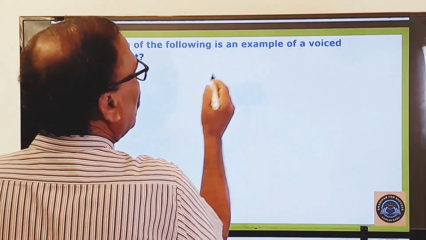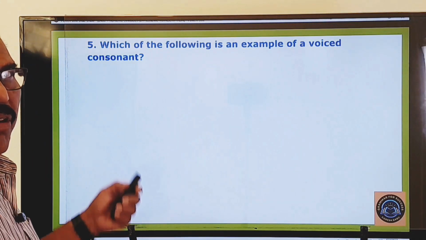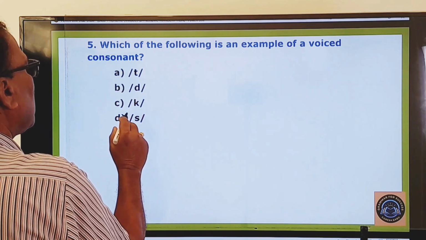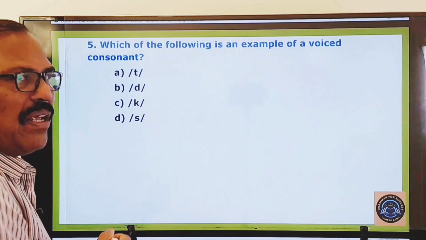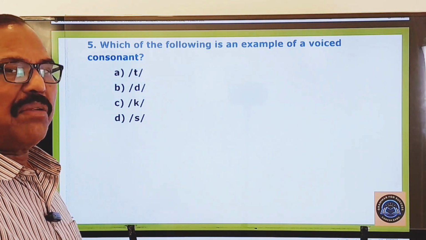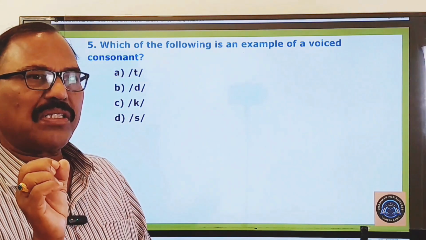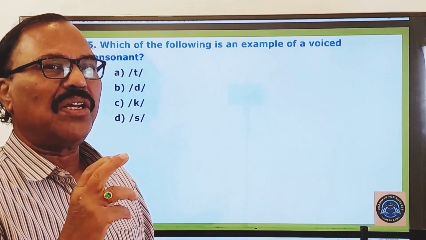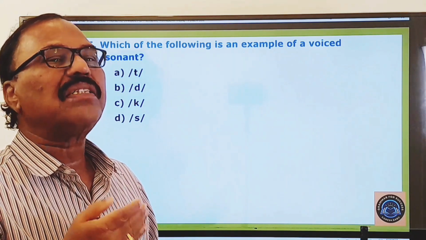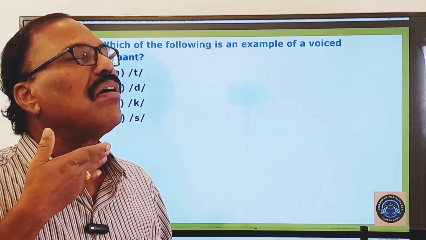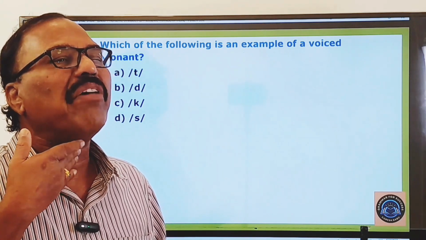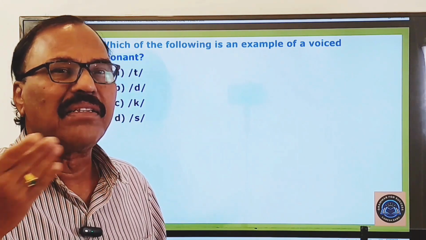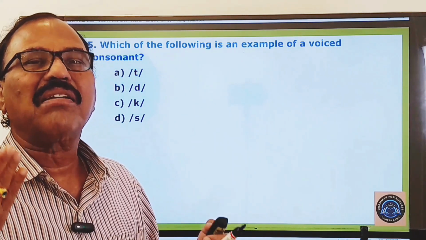Which of the following is an example of a voiced consonant? Voiced consonant. Right. What are the options given? T, D, K, Sa. These are the options given, out of which you have to choose the right one. Remember, whether a consonantal sound is a voiced one or a voiceless one, you just hold a litmus test. What is that? Just put your fingers on your throat, on your glottis. If it vibrates, then it is a voiced consonantal sound. If it doesn't vibrate, then it is called a voiceless consonantal sound.